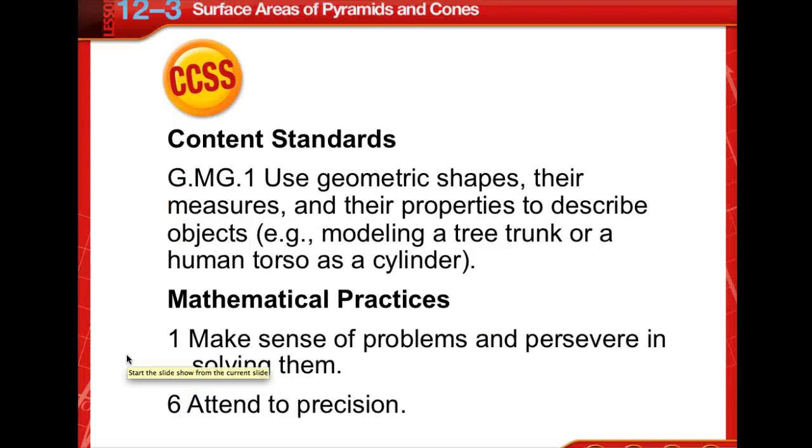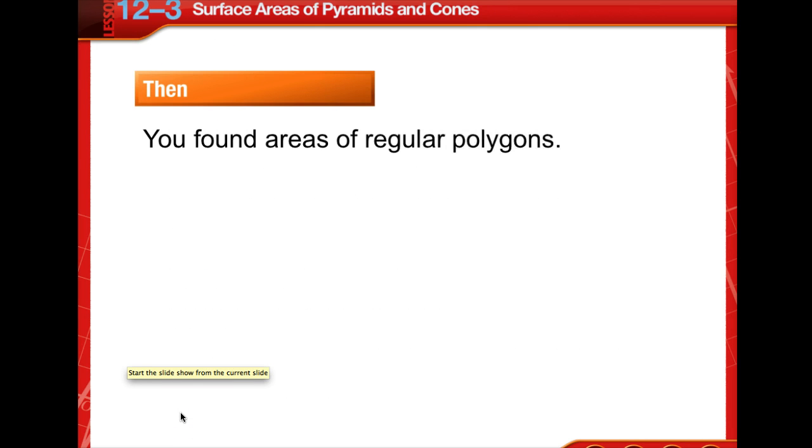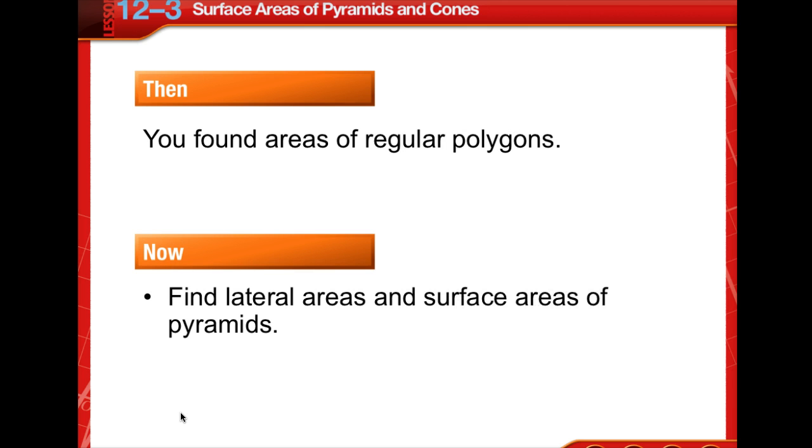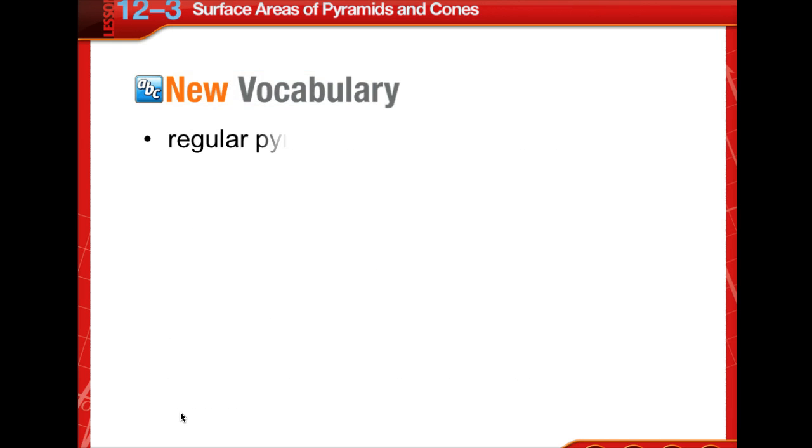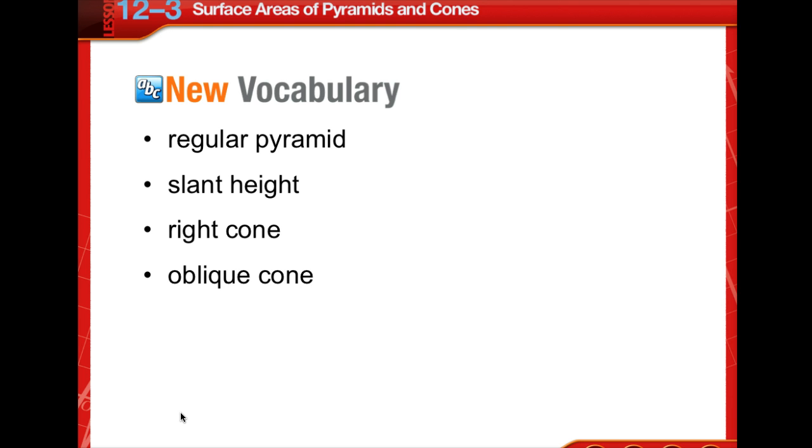Today we're discussing surface areas of pyramids and cones. This is our content standard and our mathematical practices. Previously you found areas of regular polygons, and now we're going to find lateral areas and surface areas of pyramids. And we're going to find lateral areas and surface areas of cones. We have 4 new vocabulary words: regular pyramid, slant height, right cone, and oblique cone.